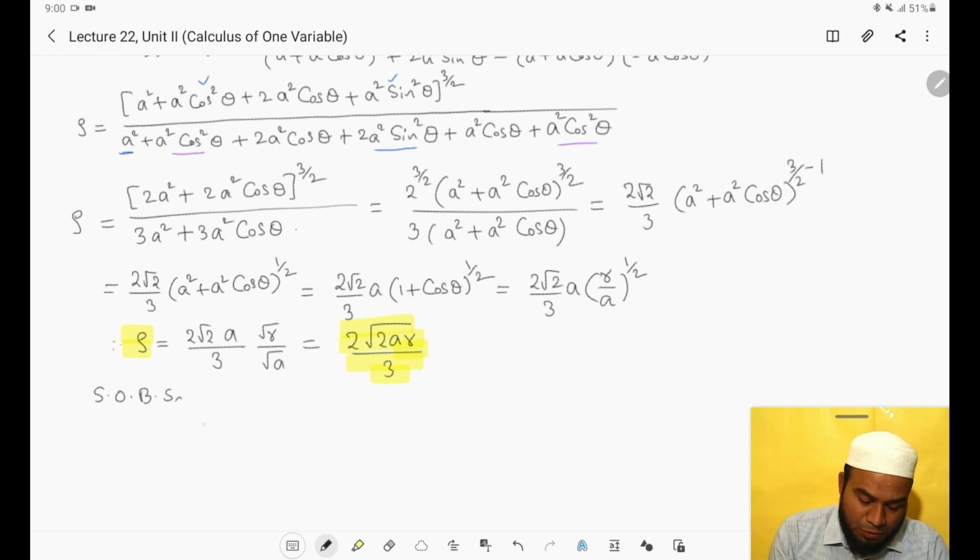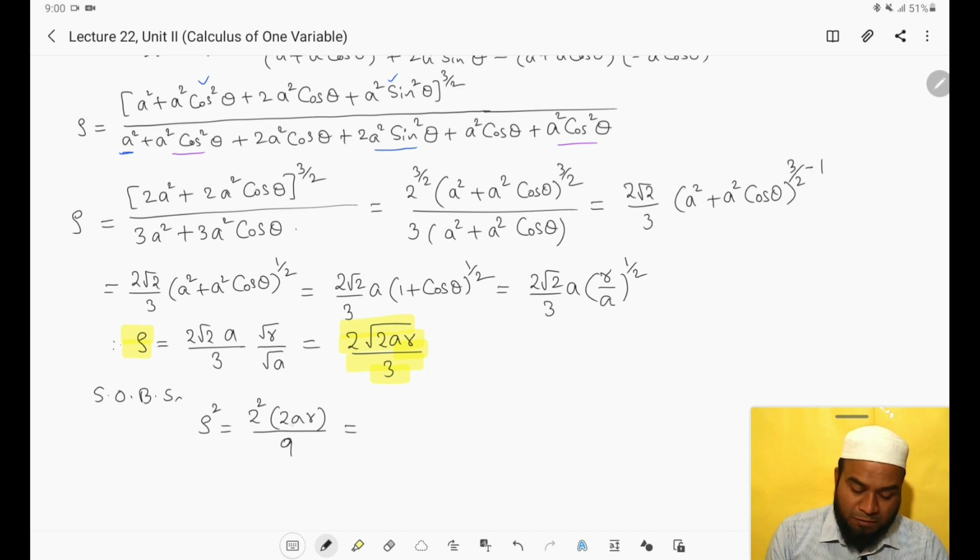So what we'll get? Rho square equals 2 square, and the square root and square will get cancelled. So what will remain? 2ar by 9, since 3 square is 9. And 2 into 4 is 8ar by 9.